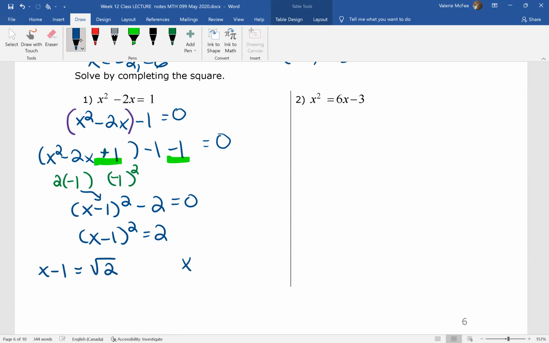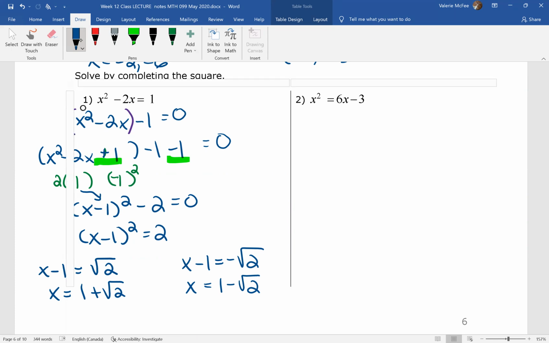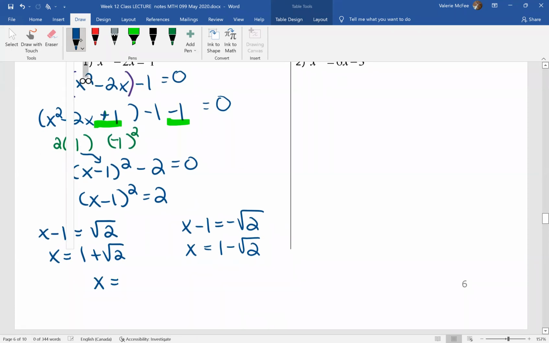X minus 1 equals the root of 2, and x minus 1 equals the negative root of 2. When we add 1, we see we have 2 solutions. Again, we could write this as x equals 1 plus root 2, comma, 1 minus root 2, or we could say this is 1 plus or minus the square root of 2.